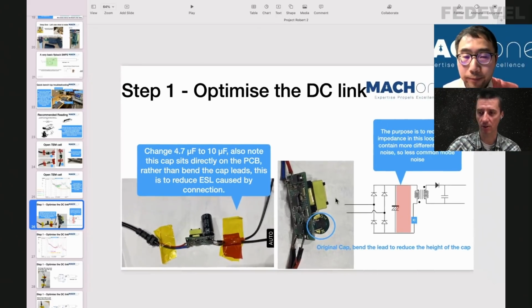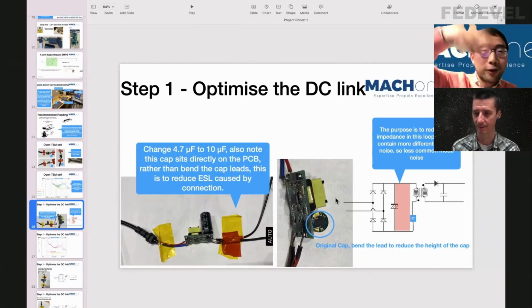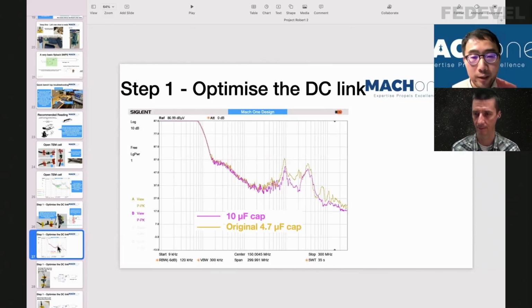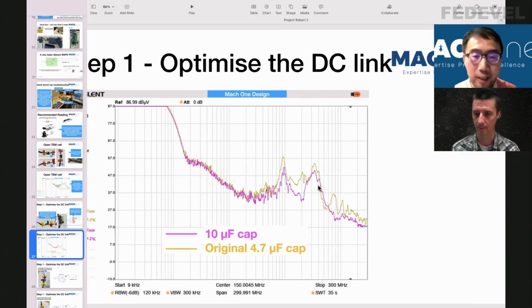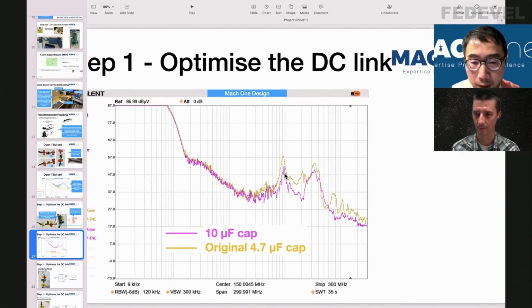I can see on the other picture you put it straight. Yes, I put it straight, and I chose a larger one. I changed the 4.7 microfarads to 10 microfarads. So that's the first thing we did, and this is the improvement we made. You can see the original cap is the yellow trace, and the purple trace shows about less than 10 dB improvement from 10 megahertz, or maybe less than 10 megahertz.